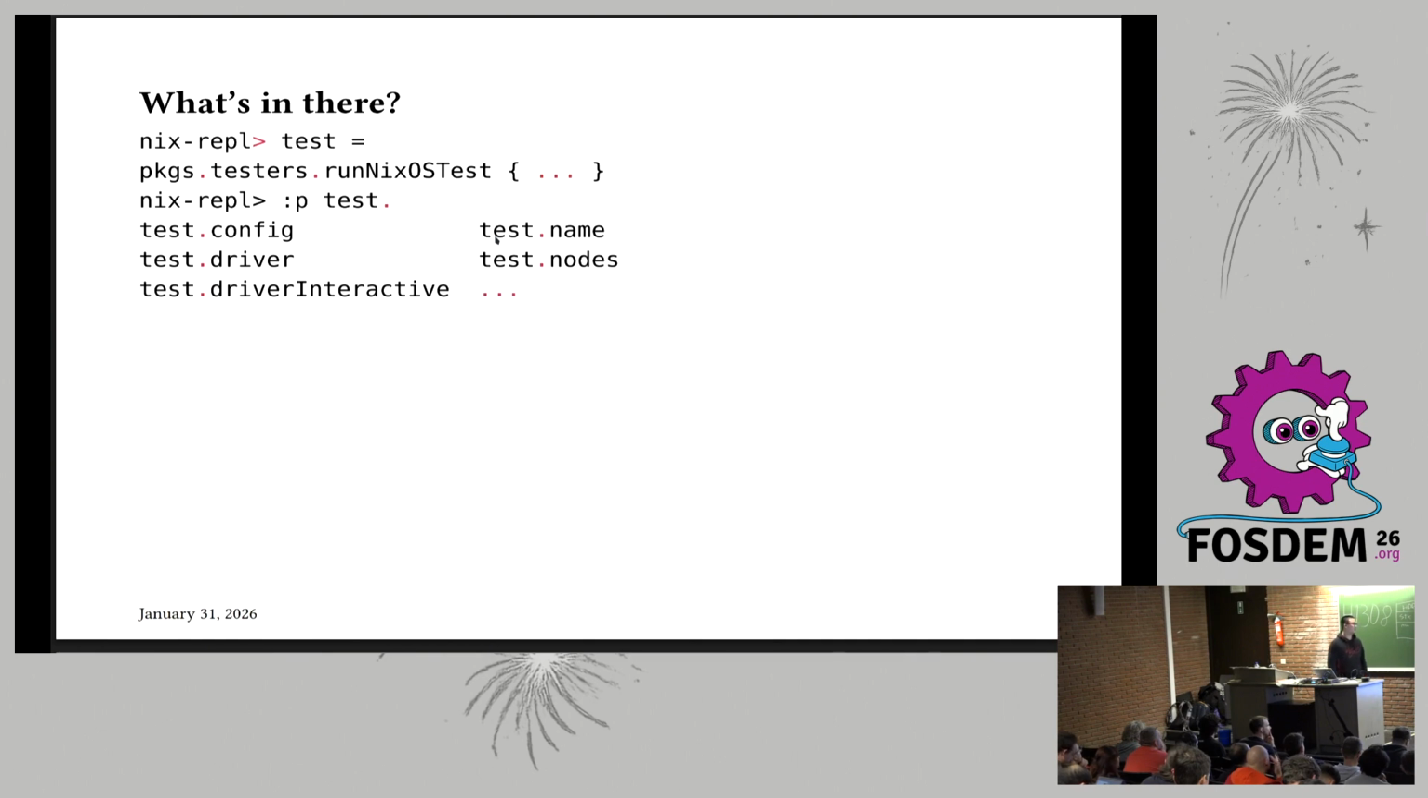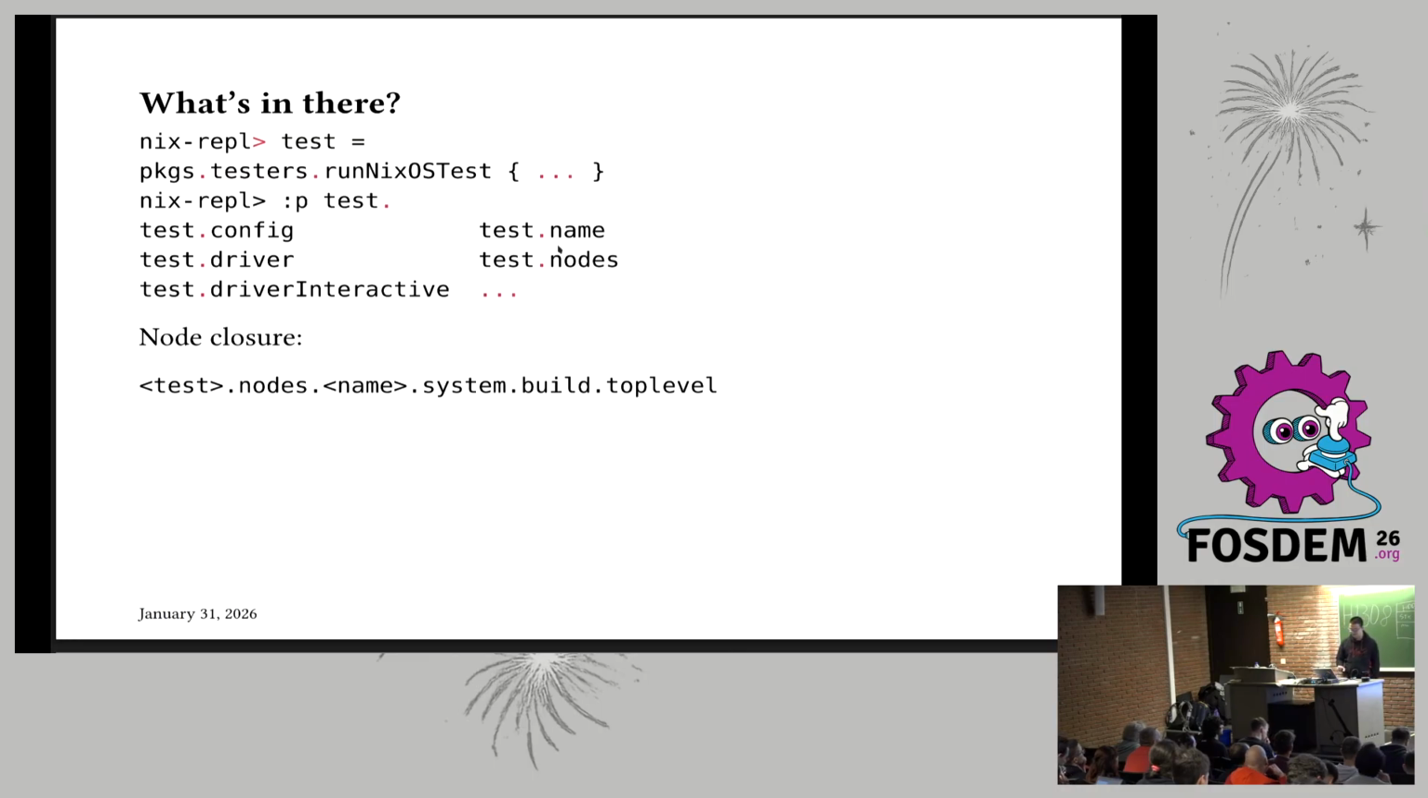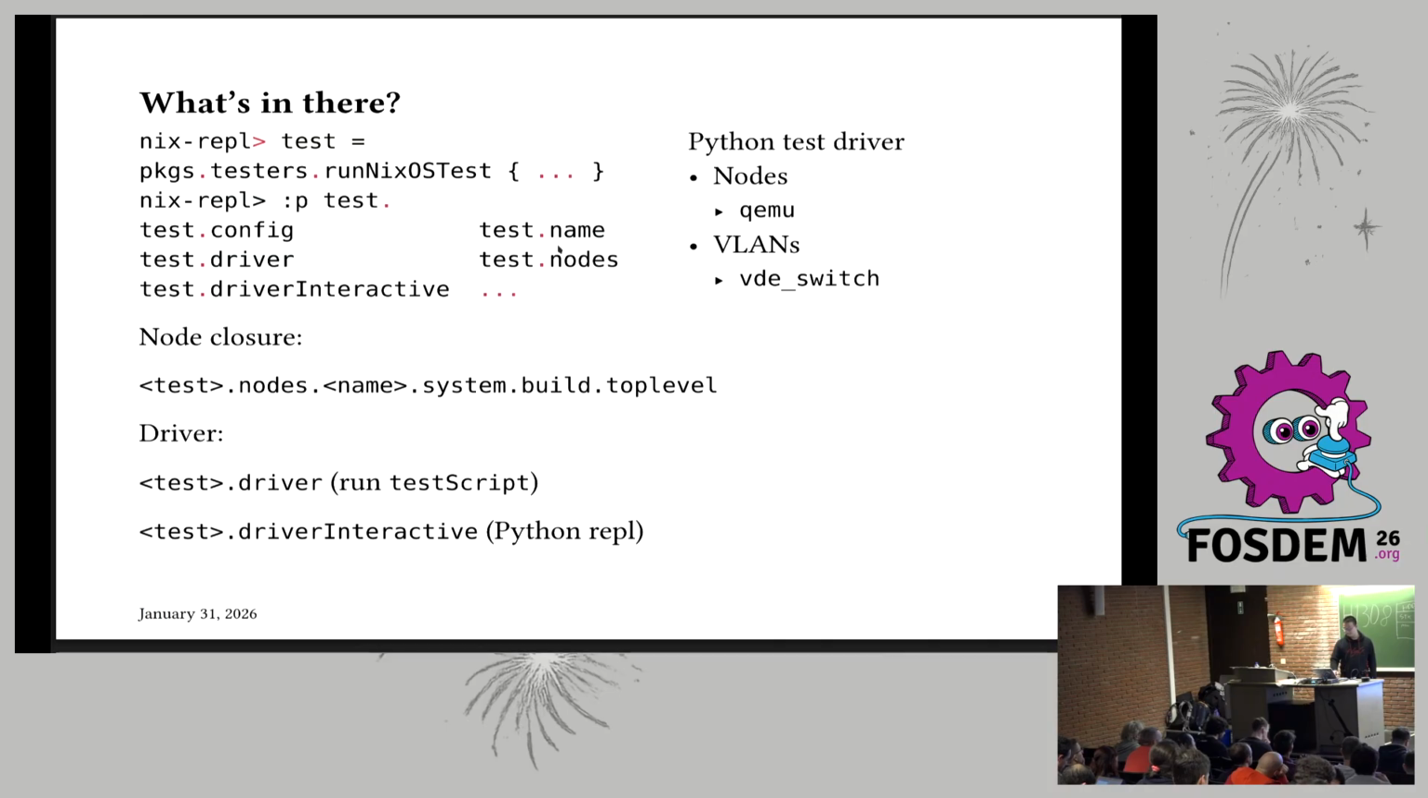But what's inside the run NixOS test result? If you do a REPL, you can see that it's the config for the test itself, and driver interactive, the name, and nodes. Nodes in here contains the actual evaluated NixOS system call from the Nix package lib. And we've already talked about drivers. And the drivers will automatically include the scripts for starting QEMU VMs and VDE switch to set up a virtual networking between them.